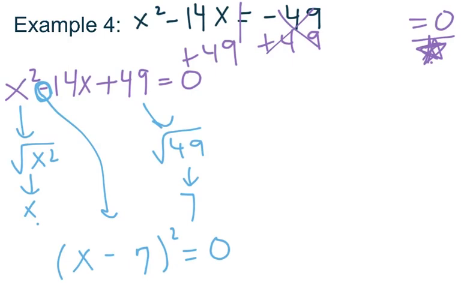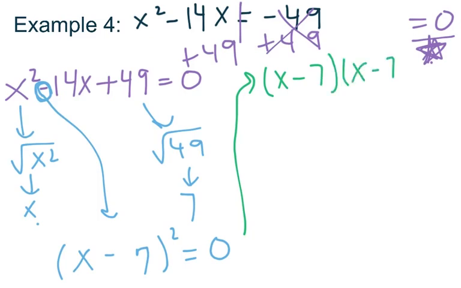Now, this doesn't look quite like the problems that we were doing before. We don't have 2 parts to set equal to 0. But we can write it so there are 2 parts. And how we're going to do that is, isn't something squared just writing the same thing twice, multiplying it twice? So I'm just going to write x minus 7 times x minus 7 equals 0. And that's the same thing as x minus 7 squared.